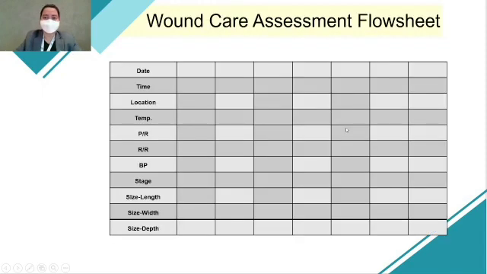And this is your wound care assessment flow sheet. As you can see here, this could be on a daily basis. You have to put the date here, for example, February 2, 2022, February 3, February 4, and so on. Then the time that you did your wound assessment, the location, the vital signs of the patient, stage, size, length, width, and depth. You can ask help for this from the wound care nurse.